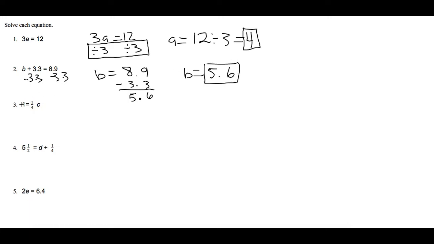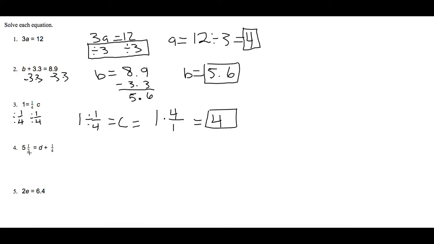For this one here, 1 equals 1/4 times c. So what's the opposite of multiplying by 1/4? It's dividing by 1/4. So we need to divide by 1/4 on both sides. So then we get 1 divided by 1/4 equals c. Now, also really important to understand that when we are dividing a fraction, we are flipping the second number and multiplying. So what this tells us is 1 times the reciprocal, which is 4 over 1. And 1 times 4 over 1 is just going to give us 4.